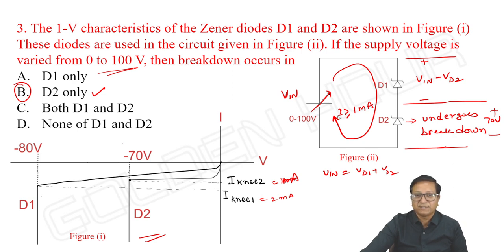Altogether, the input should be equal to VD1 plus VD2, as there is no series resistor here. If you had a series resistor here, that would be a different story. But here we do not have a series resistance, and the input is given as 0 to 100 volts, so nothing to worry. If the input is given up to 150, then there is a scope for D1 also to undergo breakdown, and you cannot apply an input of more than 150 in this example.